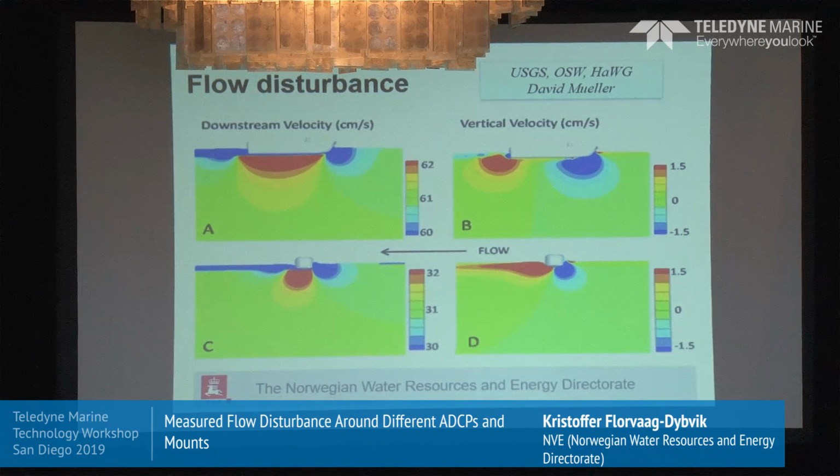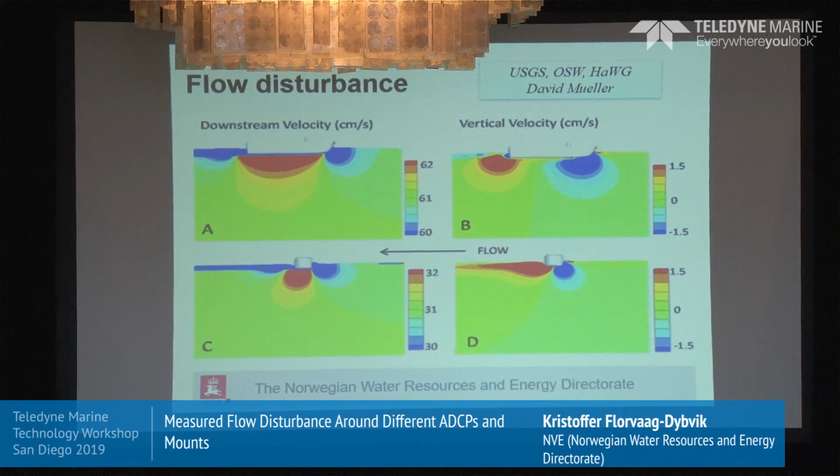where he calculated the flow around various ADCPs and mounts and found out that some of the instruments influence the flow around them quite badly, in part because they just brake, what is that in English? Retardation. It slows down the water. That's part of it. And in part because it bends the flow across the instrument.